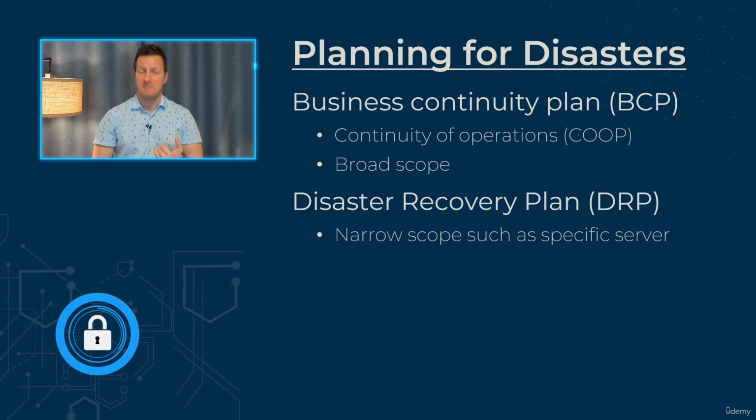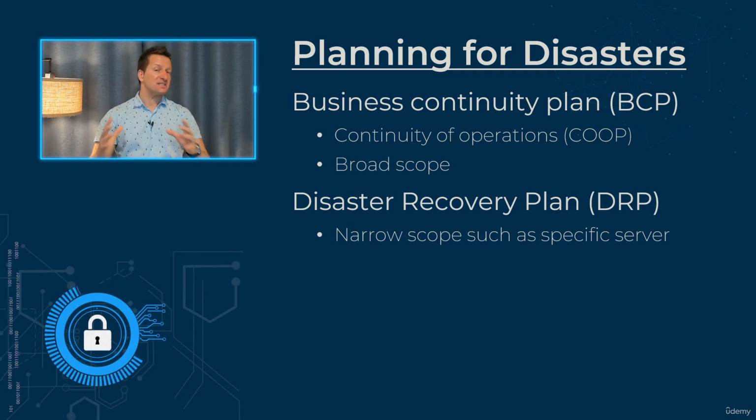Bad things just happen. It's inevitable. So what we need to do is proactively plan for those bad things that will inevitably potentially happen, carefully ahead of time. And that's where planning for disasters comes in. We're talking about things like a business continuity plan, or a BCP.